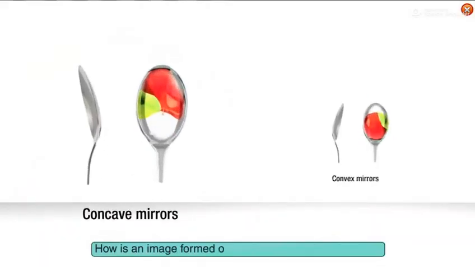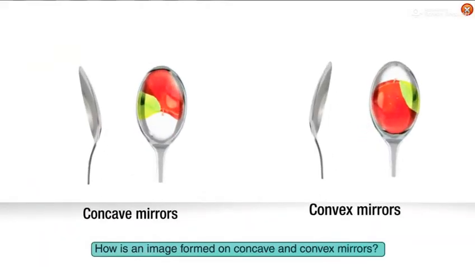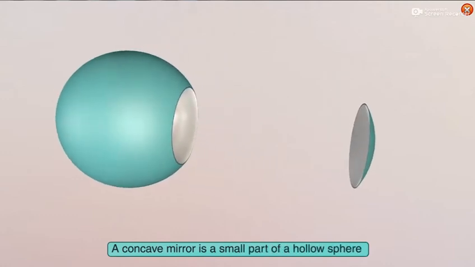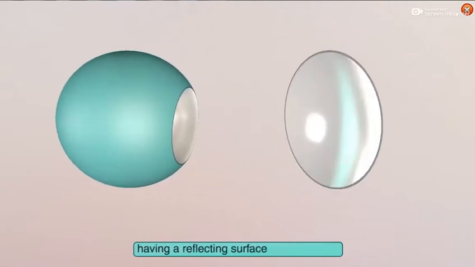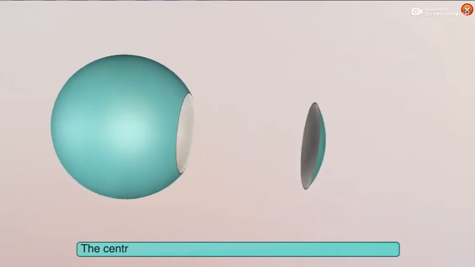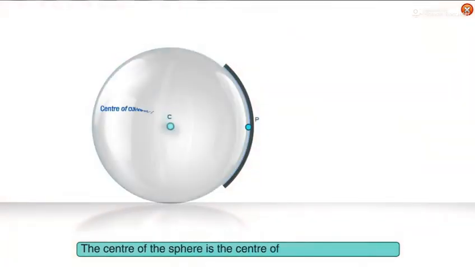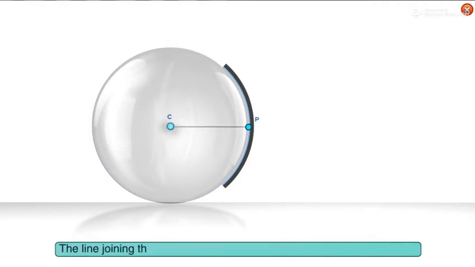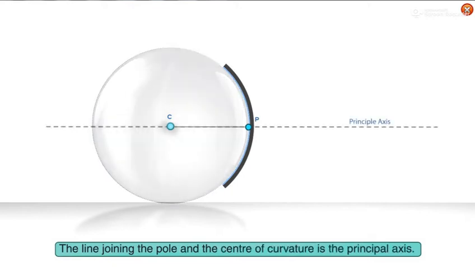How is an image formed on concave and convex mirrors? A concave mirror is a small part of a hollow sphere having a reflecting surface on the inside. The center of the sphere is the center of curvature of the mirror, and the radius of the sphere is the radius of curvature of the mirror. The line joining the pole and the center of curvature is the principal axis.